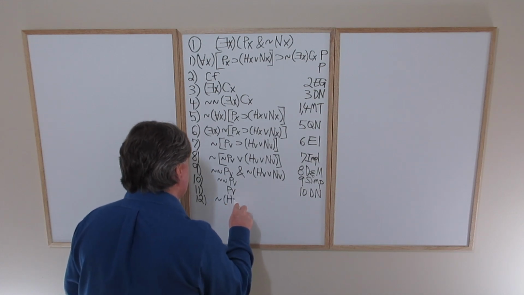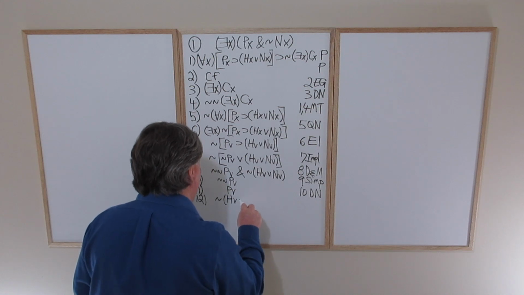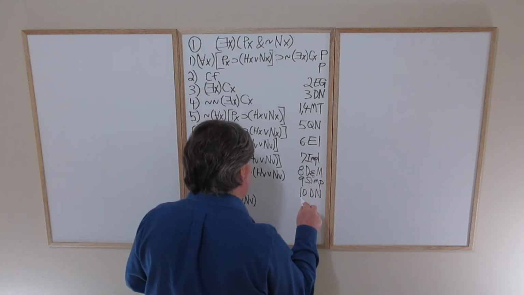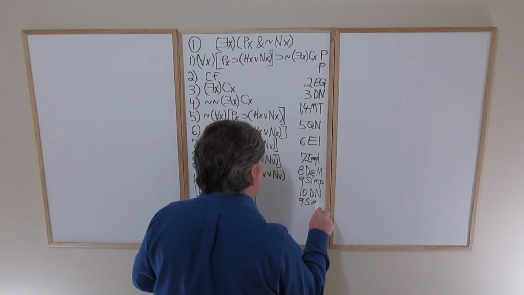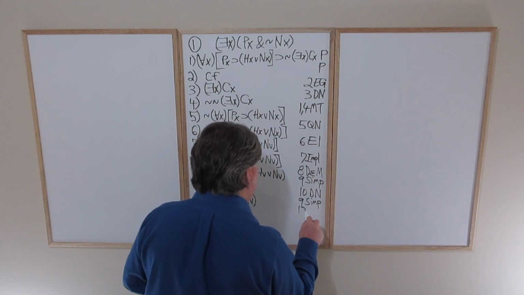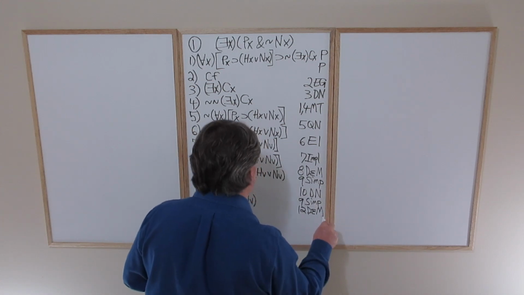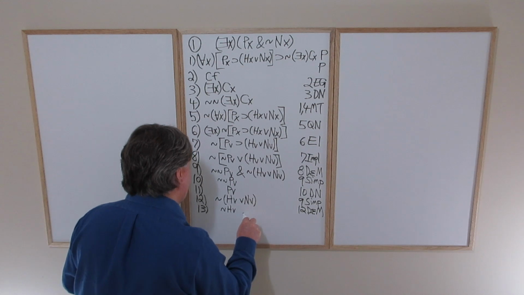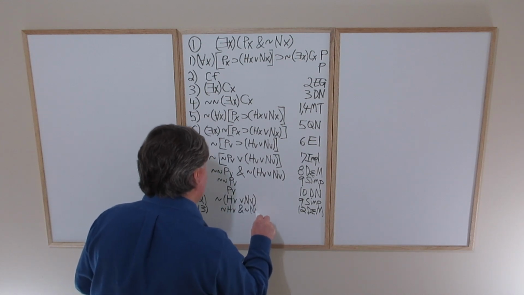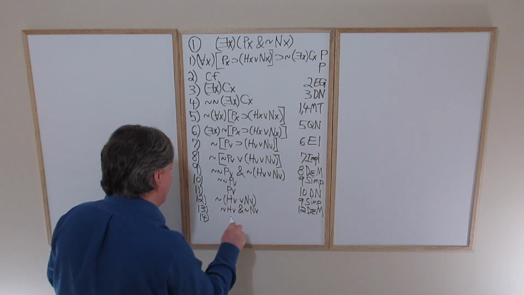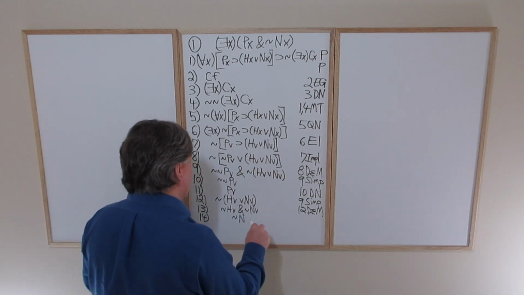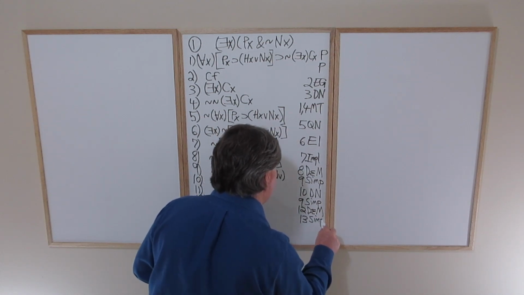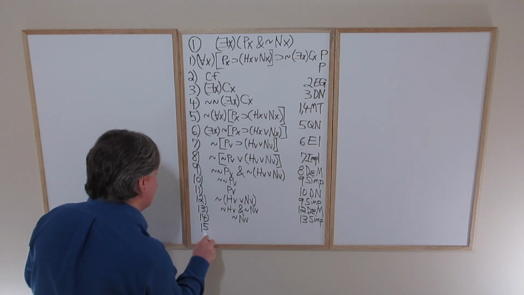Tilde HV or NV is just 9 simp again. 12, De Morgan's will give us tilde HV and tilde NV. 13 simp will give us tilde NV.